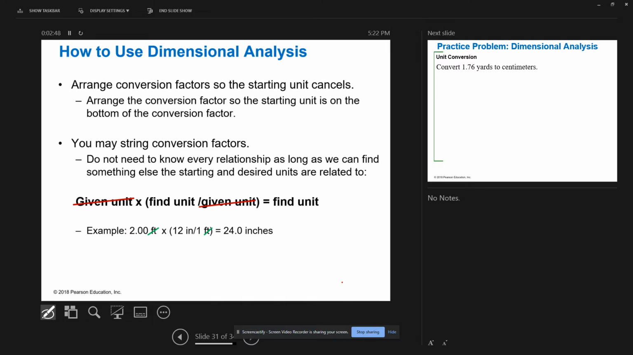The important thing to remember is you're always going to start with what you're given. And then you want to cancel that unit out to solve for what you're looking for. It may be more than one step, and that's okay. You just have to kind of map it out before you get there. And let me give you an example of that.